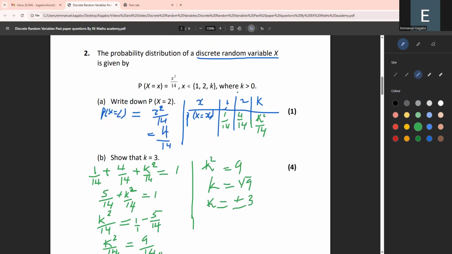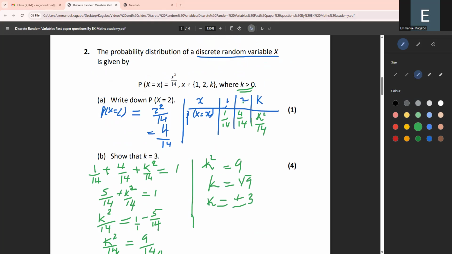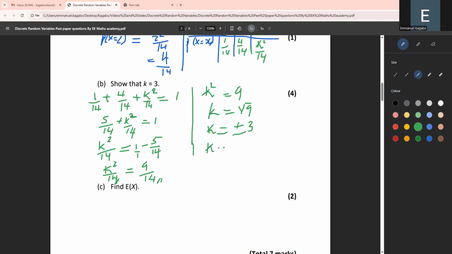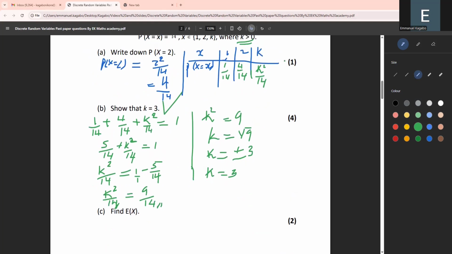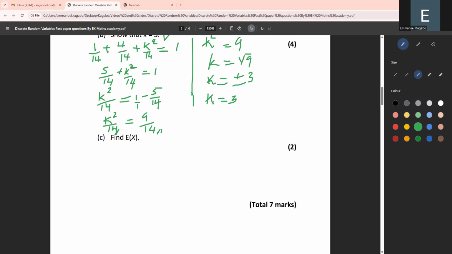But go back to the question here. They told you k should be greater than 0. So therefore, k is equal to 3. Hence shown. Okay? I've got my 4 marks plus 1. That's 5. Okay? Math is very interesting. I enjoy teaching mathematics. If you have any problem, just let me know.